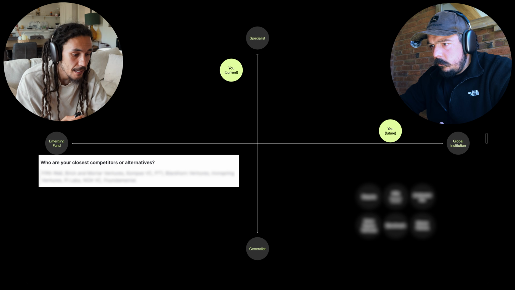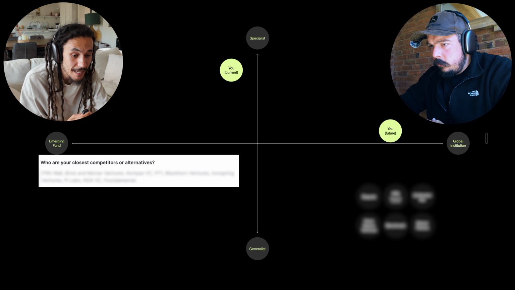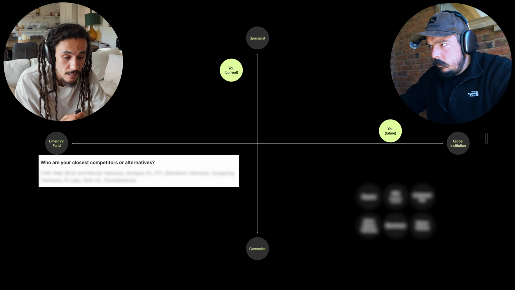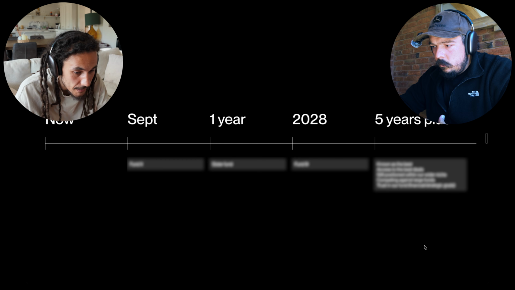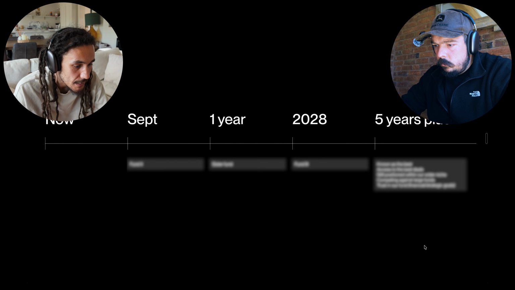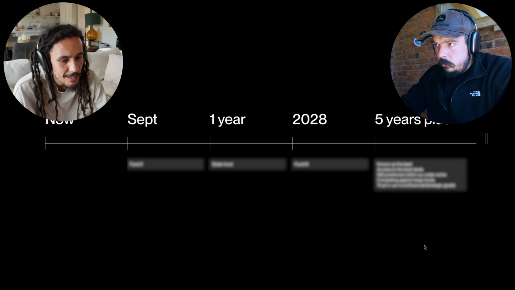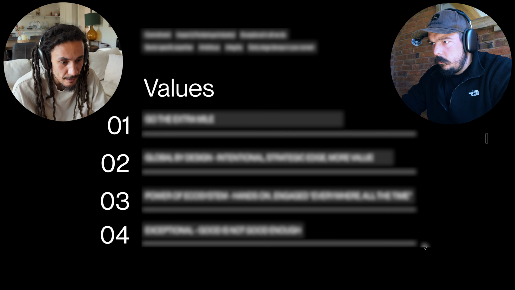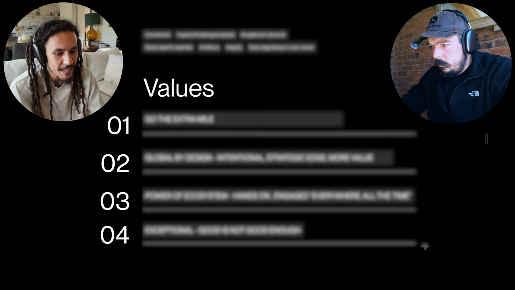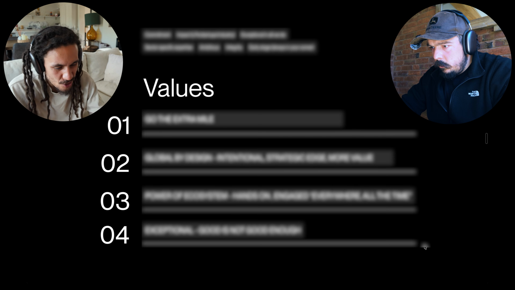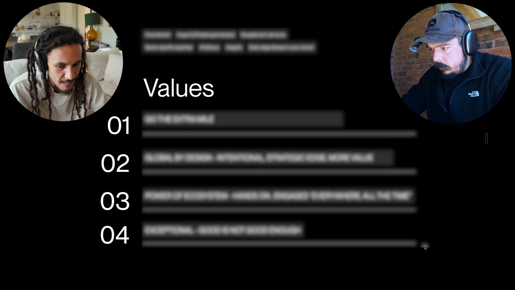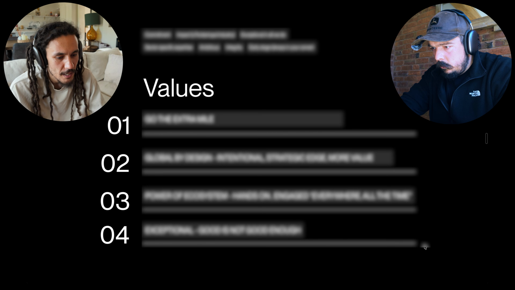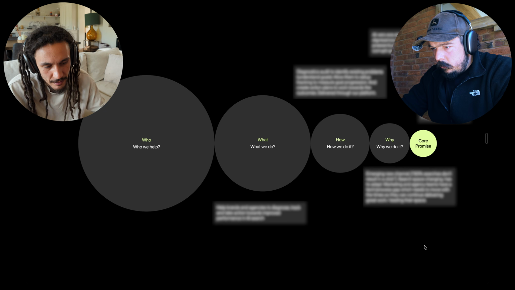So competitor landscape, this is where we're looking at the competitor set. This could be direct competitors or those that are adjacent to them as well. We're then looking at a 5-year roadmap. Again, what is it that they're looking to achieve right now? Values, what are the values that they live by? Again, we're not creating or fabricating these values. We're trying to extract these from how they conduct their work, how they deliver their service or their products. It's something we're trying to extract, not invent.